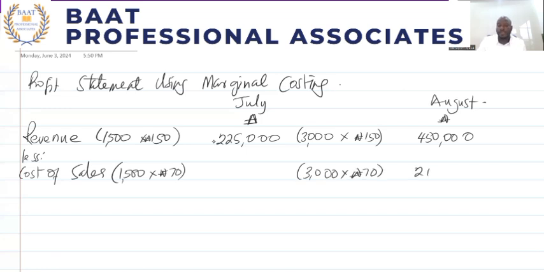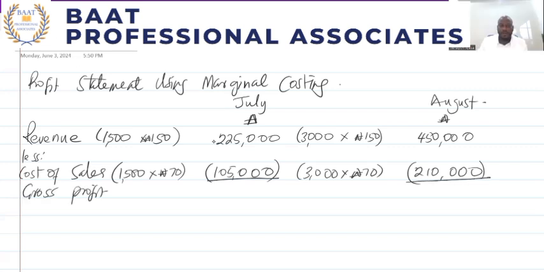This will be 210,000. Cost of sales will be in bracket, and here it will be 105,000. It will also be in bracket because it's cost of sales. The difference between these two, gross profit, would be 120,000 here, and here it will be 240,000. So these are gross profits under marginal costing.